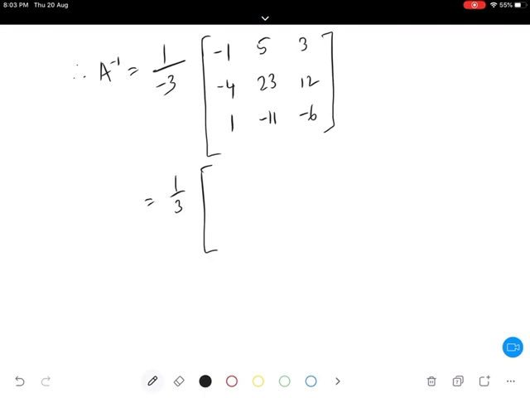Now if I take minus inside, this one will become plus 1. This one will become minus 5. This one will become minus 3. 4, minus 23, minus 12, minus 1, 11, 6. That's my answer. Clear? Yeah.